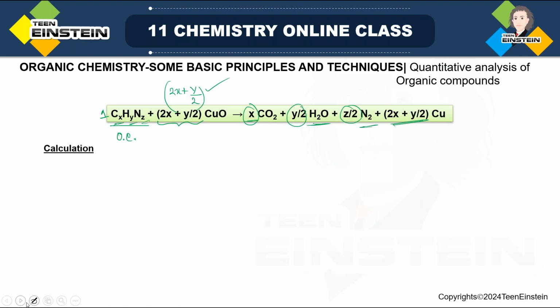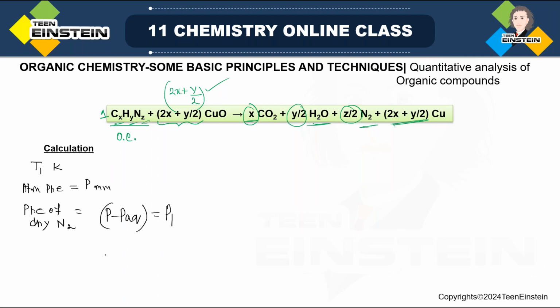Now the actual calculation. As we know, the volume of nitrogen we have already calculated, which is V1 liter. And suppose the room temperature is T1 Kelvin, and suppose the atmospheric pressure is P millimeter Hg. Then the pressure of dry nitrogen will be equal to P minus P aqueous. Now P aqueous is the pressure because of the aqueous tension, so you have to subtract it from the atmospheric pressure. So ultimately the pressure of nitrogen you are getting is P1.